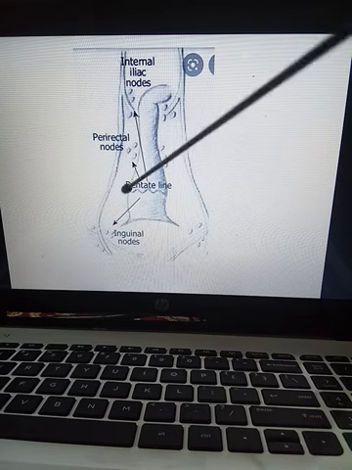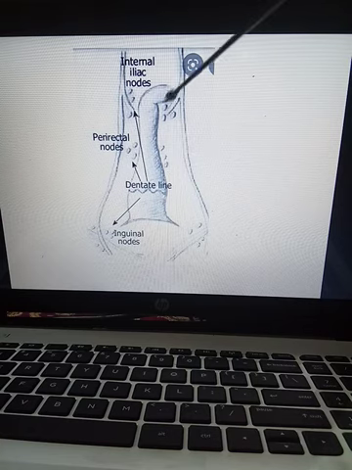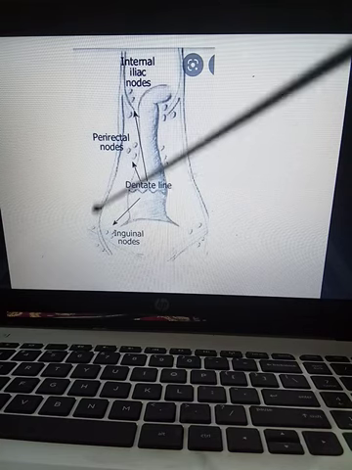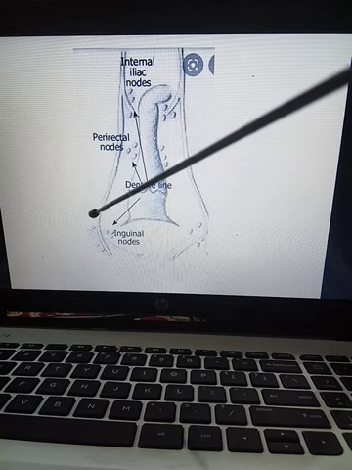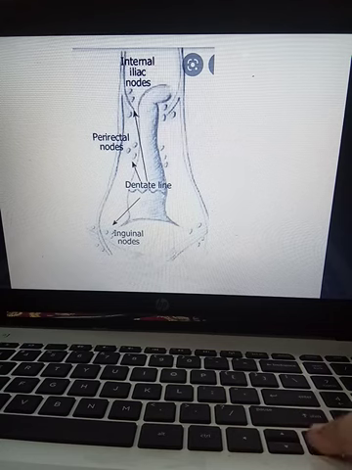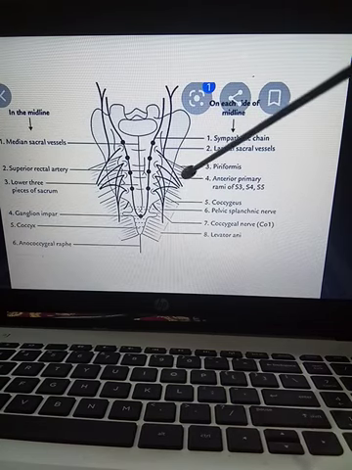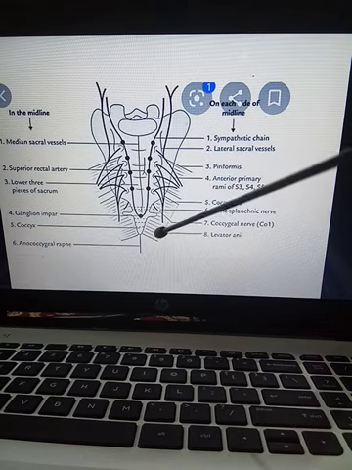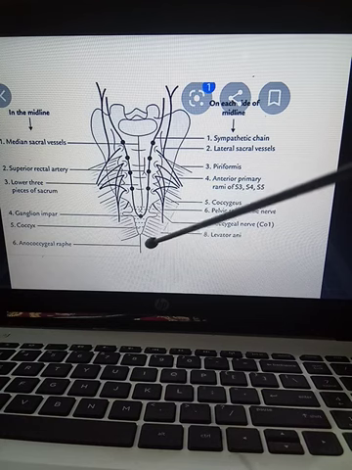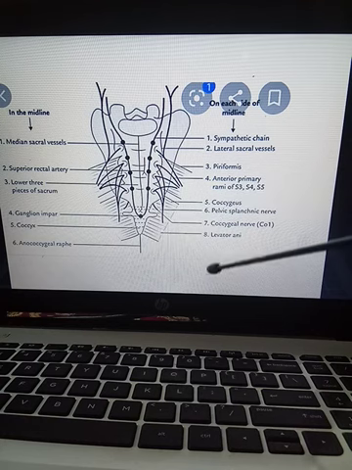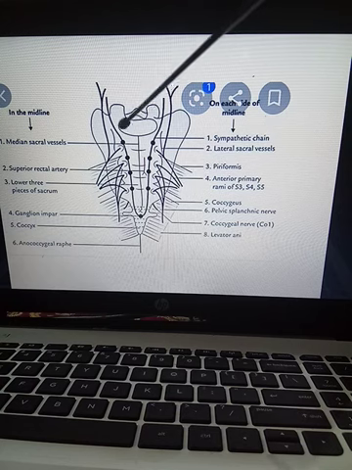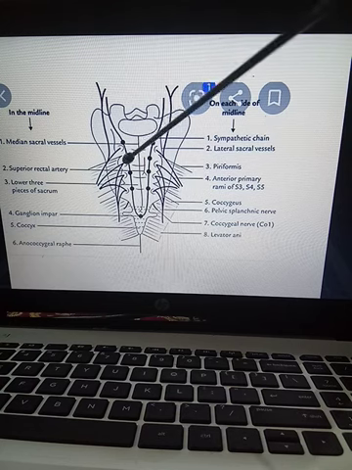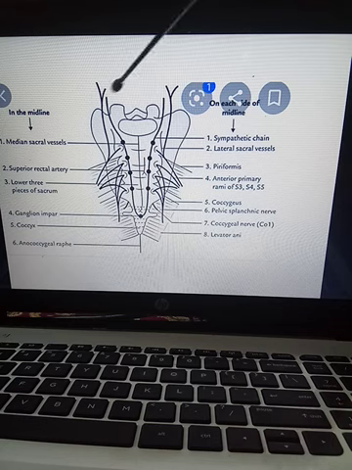The part above the pectinate line drains into the internal iliac nodes and the part below the pectinate line drains into the superficial inguinal lymph nodes. Now about the nerve supply. In the nerve supply, again, the part above the pectinate line is supplied by sympathetic as well as parasympathetic nerves. In the sympathetic, what comes? You have L1 and L2.